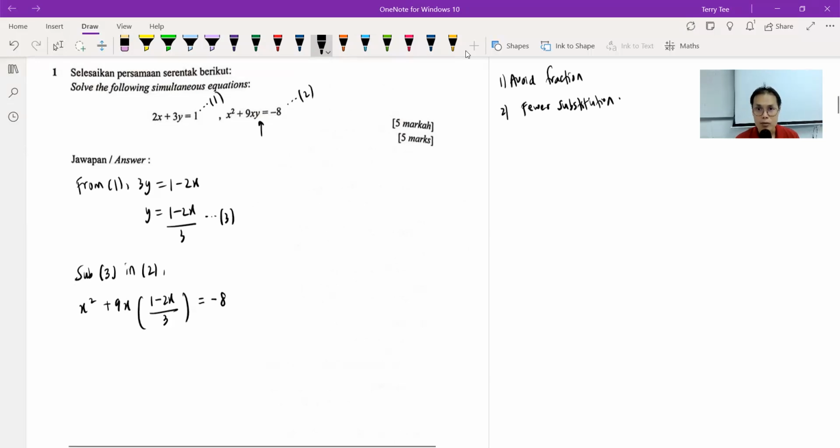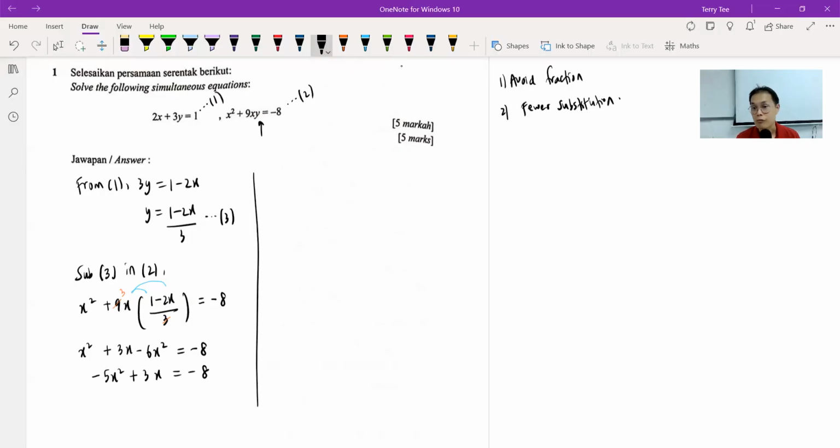Now, notice that we can actually cancel this 9 and 3. Simplify them, you're left with 3. Now, this 3, you have to multiply inside, 1 by 1. In fact, in this case, it's 3x. You multiply with 1 and you multiply with negative 2x. So here I have x squared plus 3x minus 6x squared. And the result is negative 8. So we can simplify x squared and negative 6x squared. So we get negative 5x squared plus 3x equals to negative 8.